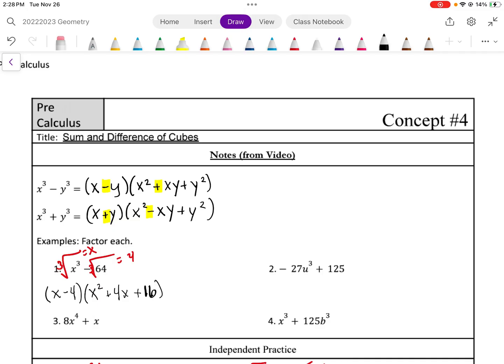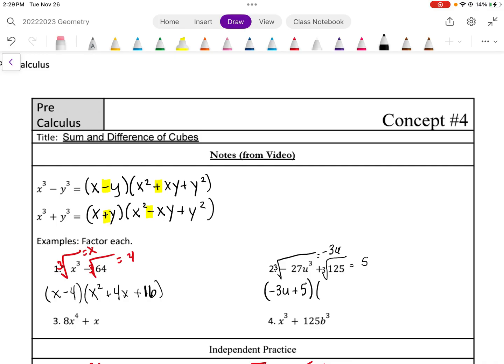Okay, so let's do this next one. Take the cube root of both of these. The cube root of this one is going to be negative 3u. Cube root of this one should be 5. So that means x is negative 3u, and y in this case is going to be 5. So I'm going to take those and I'm going to plug it into the sum formula. So first I would have negative 3u plus 5.